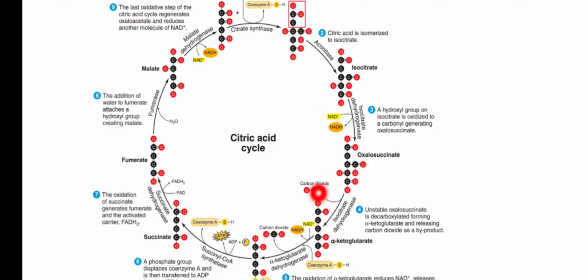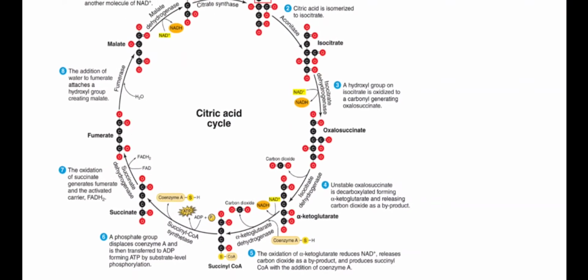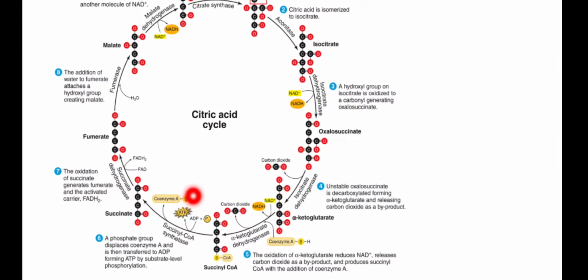So you have 1, 2, 3. So you have 3 NADH generated in this reaction, and then you also have 1 ATP molecule resulting from this reaction. This is from succinyl-CoA to succinate. So you will generate ATP here. So for one turn of the cycle, plus 2 carbon dioxide molecules.